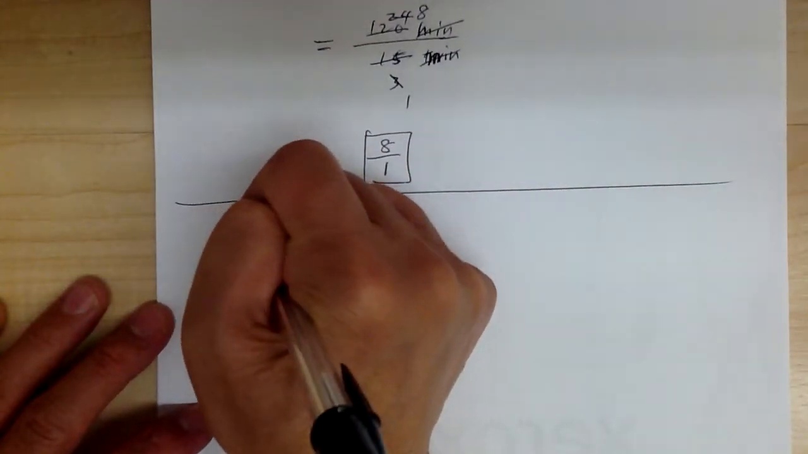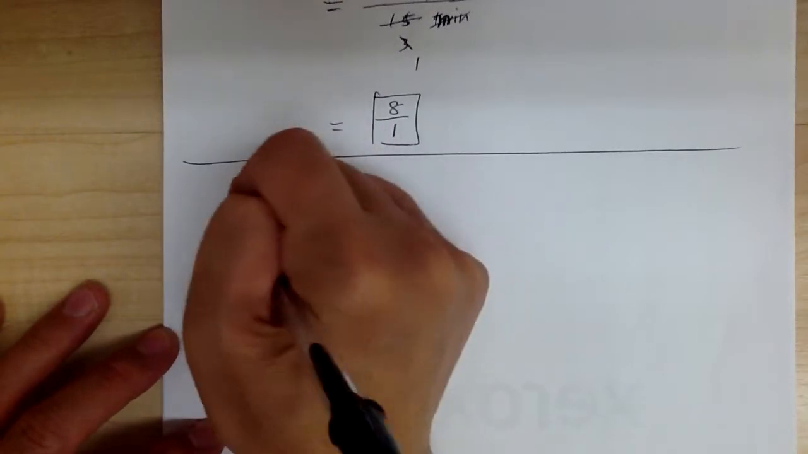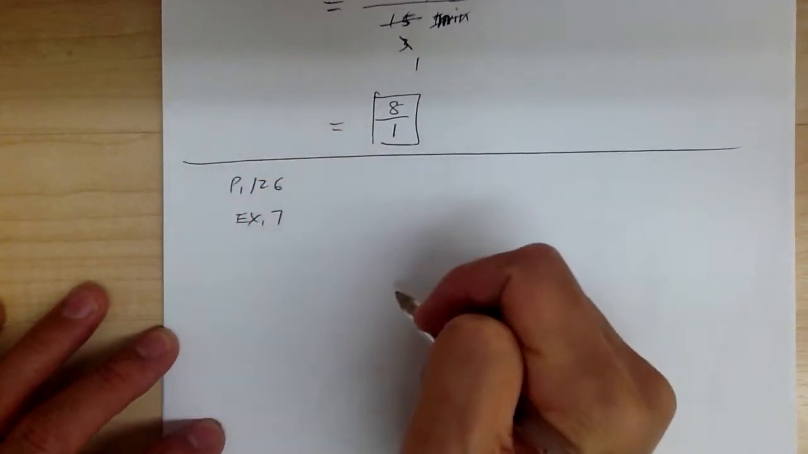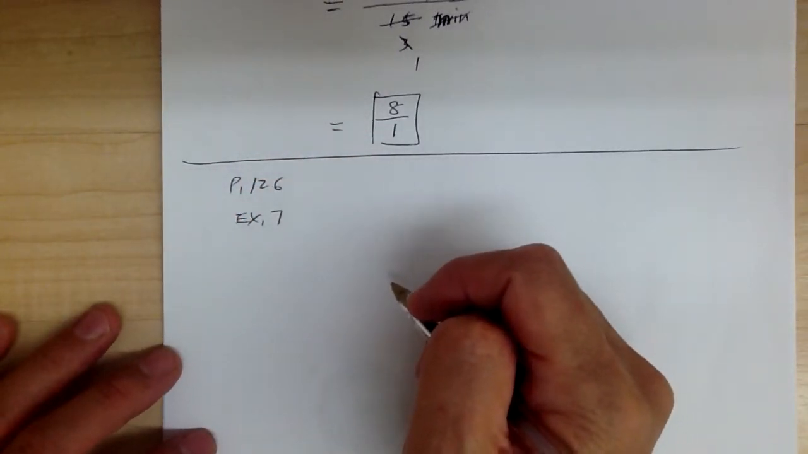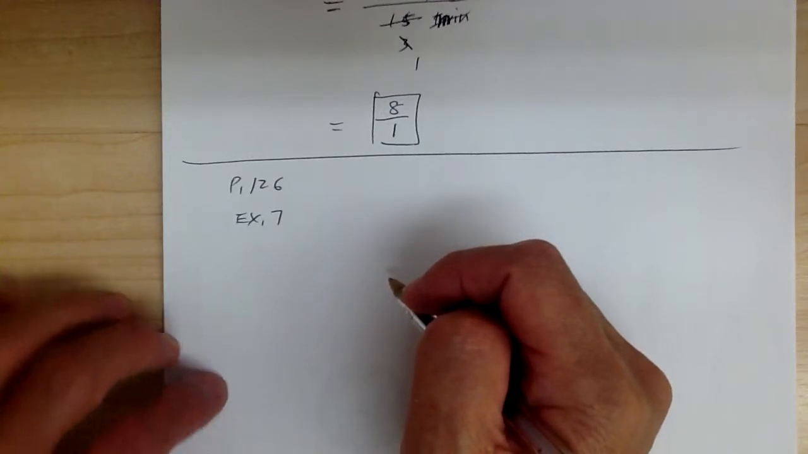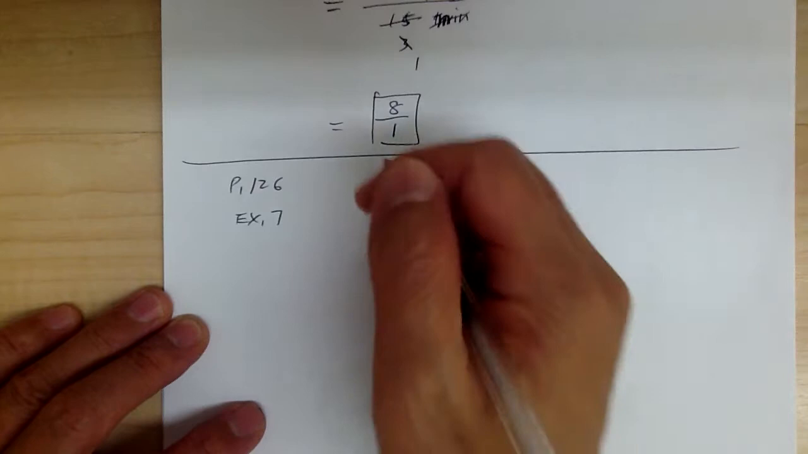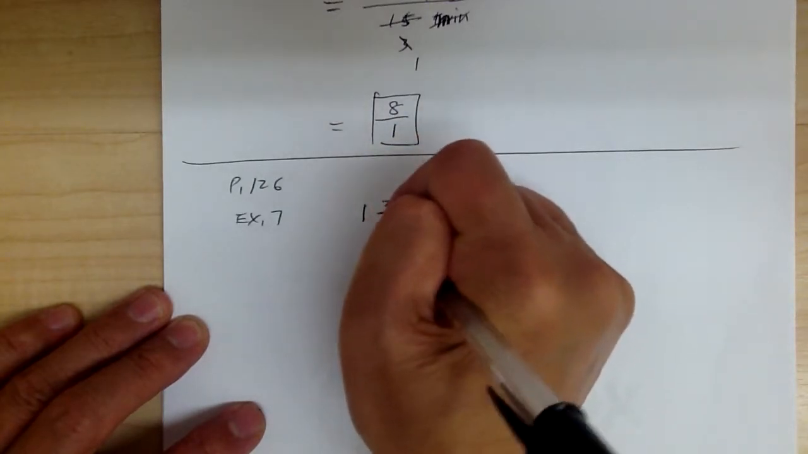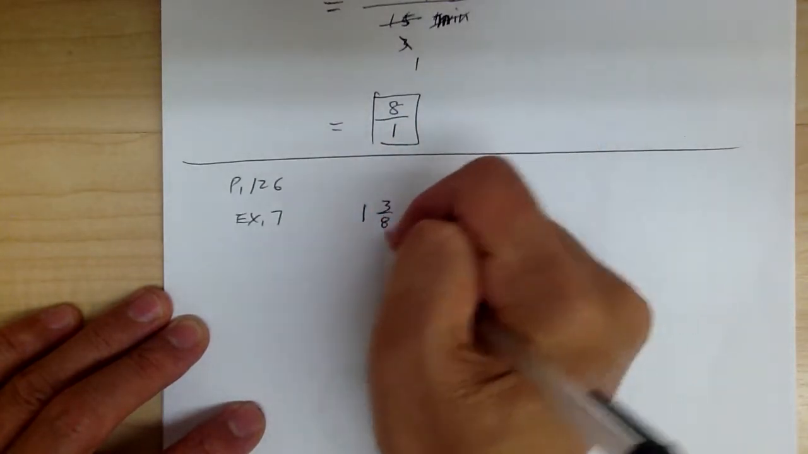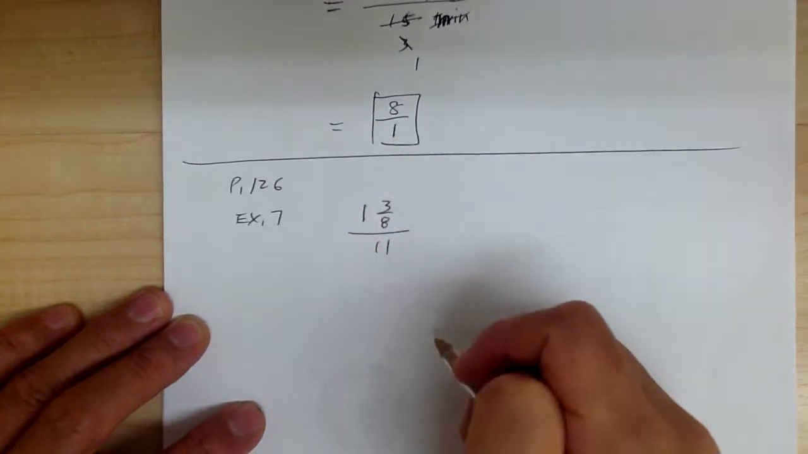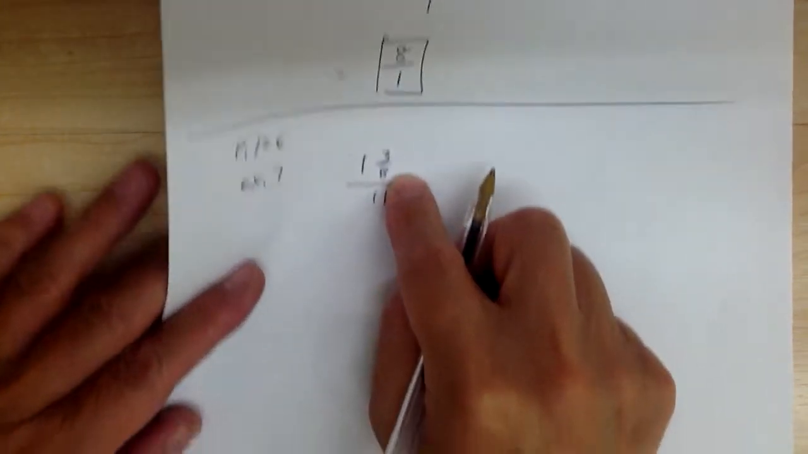Okay, let's go to example 7. So on page 126, example 7. This one is again a ratio, but it's not a whole number. So it says simplify the ratio of 1 3/8 to 11, right? So 1 3/8 to 11.